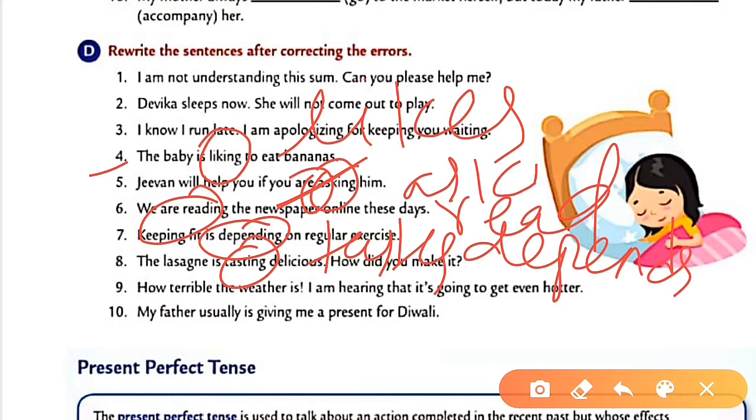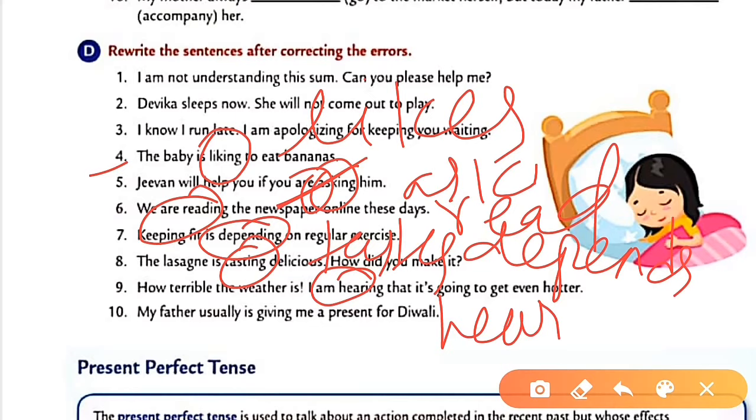How terrible the weather is, I am hearing that it is going to get even hotter. Your answer, how terrible the weather is. I hear, not hearing. I am hearing, you have to cut and you have to write here. Here that it's going to get even hotter.